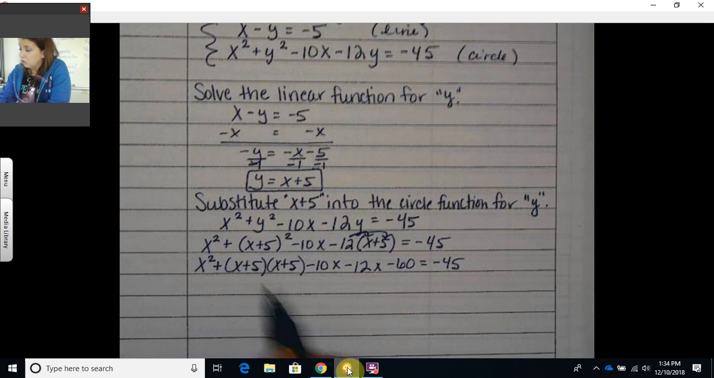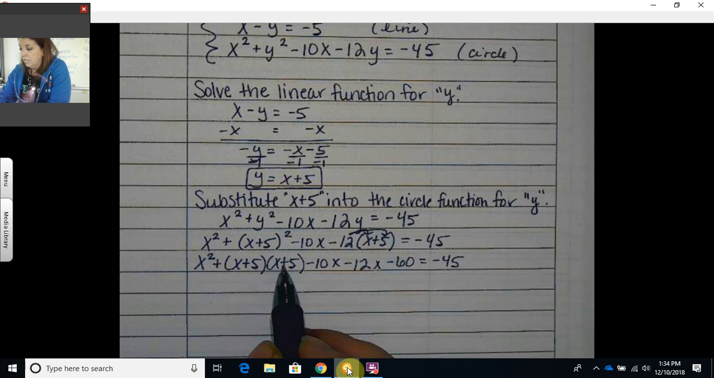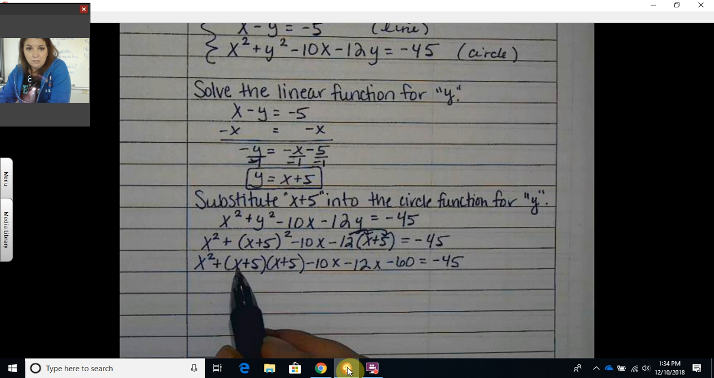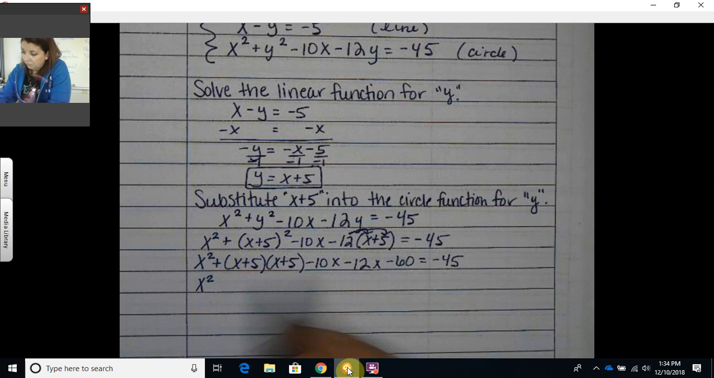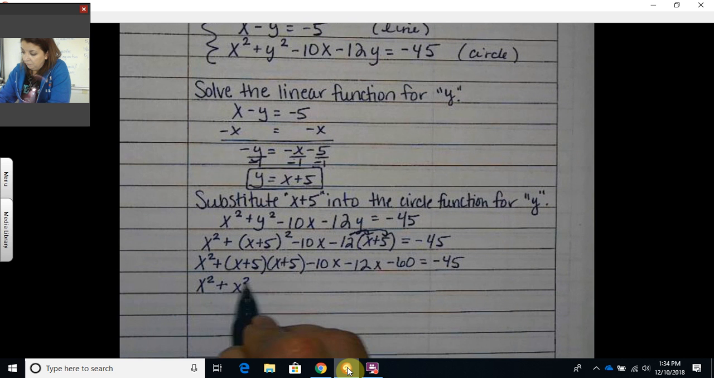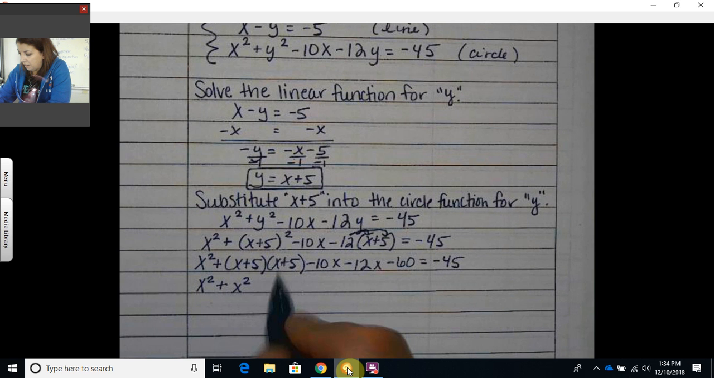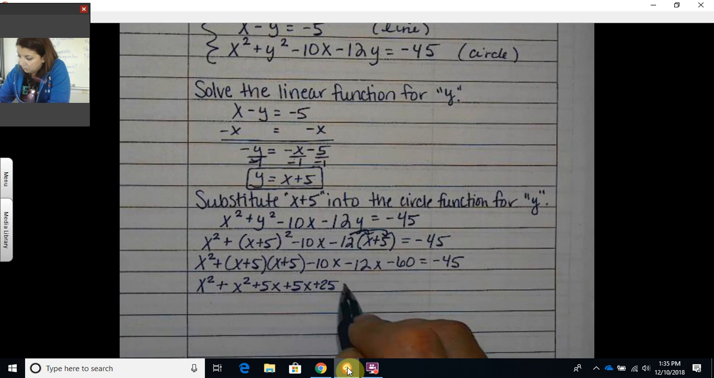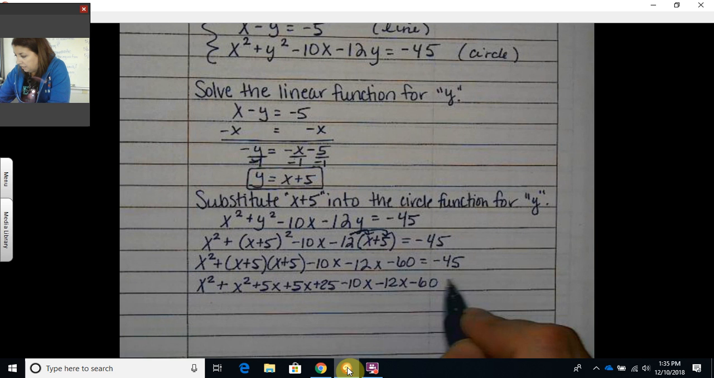So now, don't start combining like terms yet, because we still have parentheses. And so to get rid of these parentheses, I'm going to have to distribute, right? So let me bring down this x squared plus x times x is x squared. X times positive 5 is positive 5x. Then move to the inside 5. 5 times x is positive 5x. And 5 times 5 is positive 25. And everything else, I'm just going to be careful to bring it down like it's written, not leaving anything out.